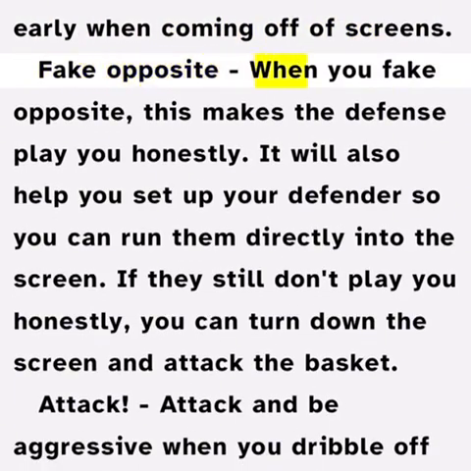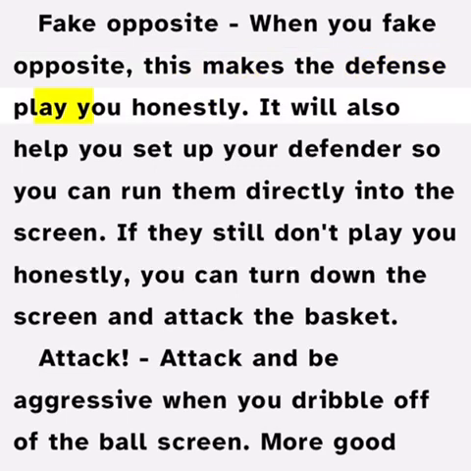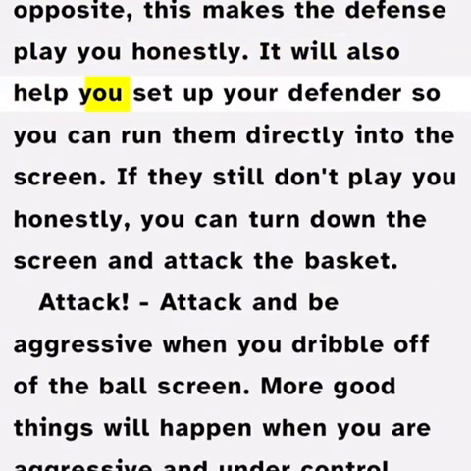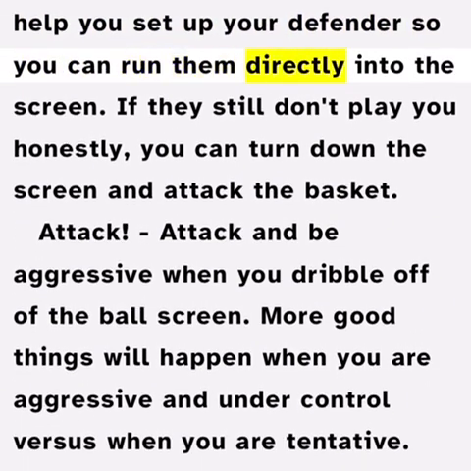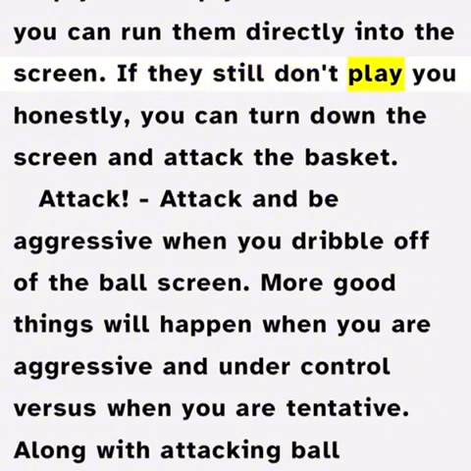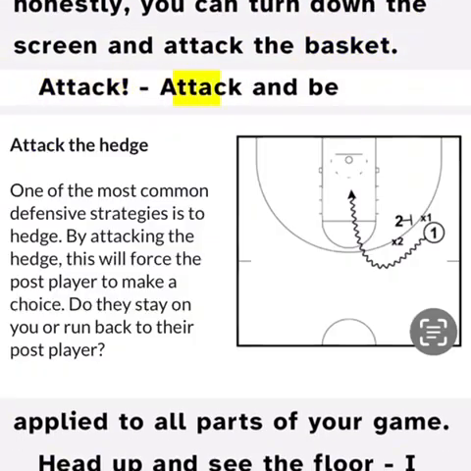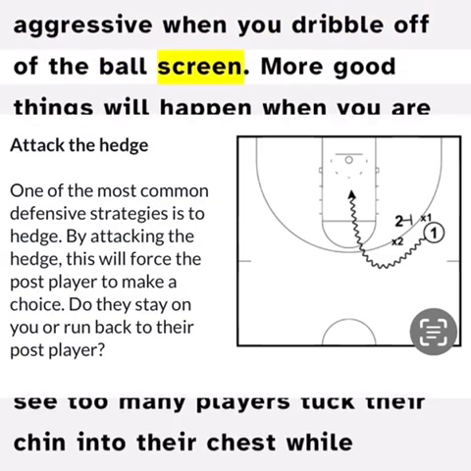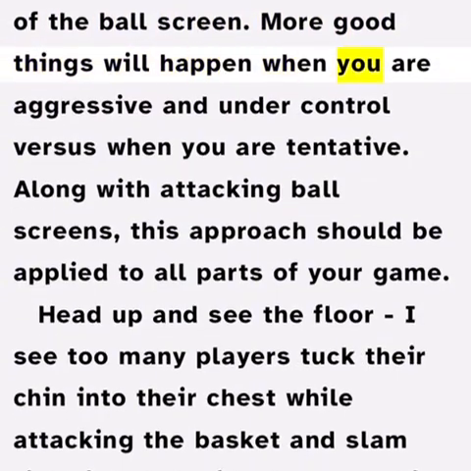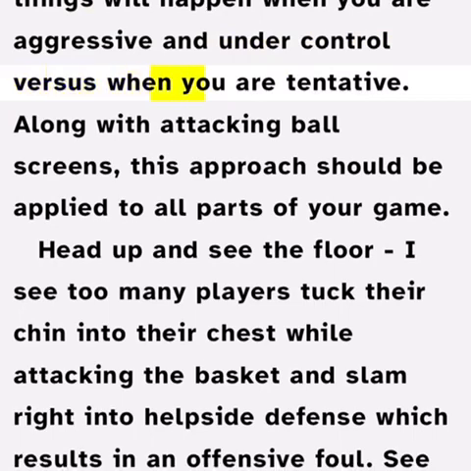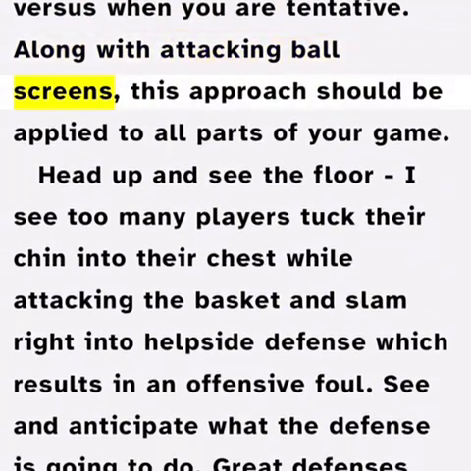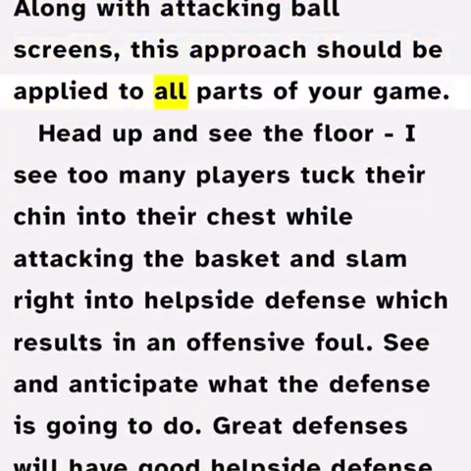Fake opposite. When you fake opposite, this makes the defense play you honestly. It will also help you set up your defender so you can run them directly into the screen. If they still don't play you honestly, you can turn down the screen and attack the basket. Attack and be aggressive when you dribble off of the ball screen. More good things will happen when you are aggressive and under control versus when you are tentative. Along with attacking ball screens, this approach should be applied to all parts of your game.